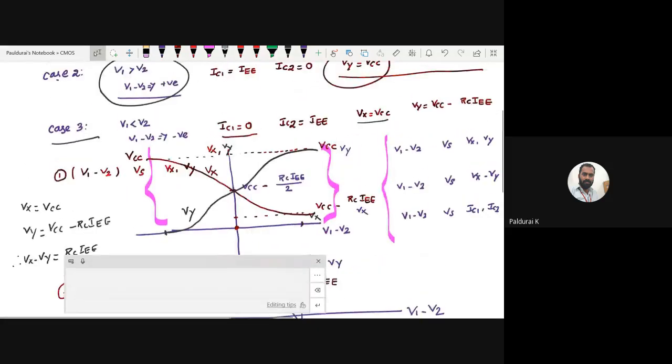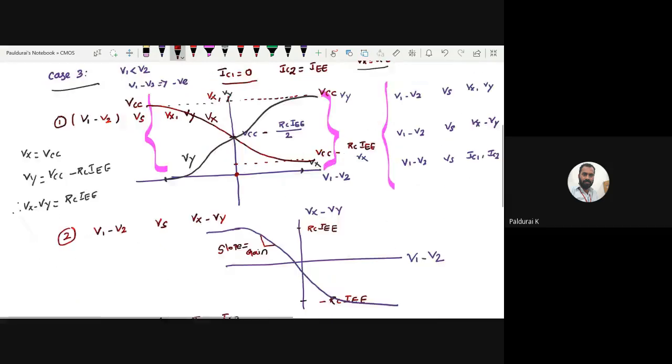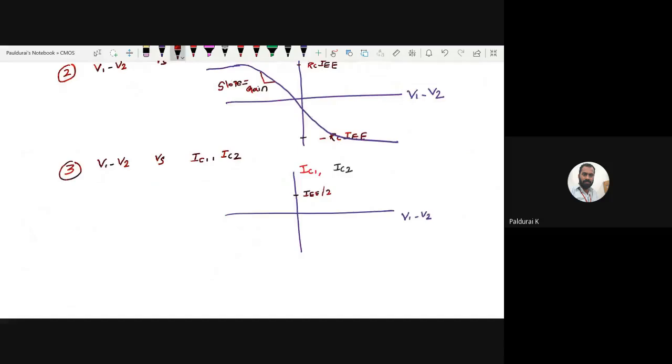Case 2, if V1 minus V2 is positive, IC1 equal to IE, IC2 equal to 0. So here I want to mark IEE. So this is my IC1, IC2 0. Case 3, because of symmetry, now IC1 0. So here this is my IC1, IC1 0.